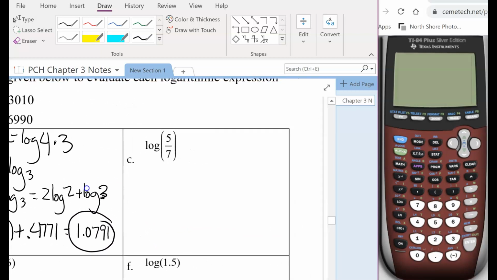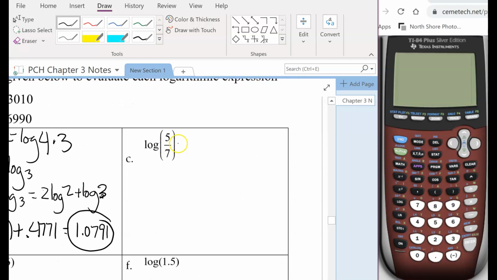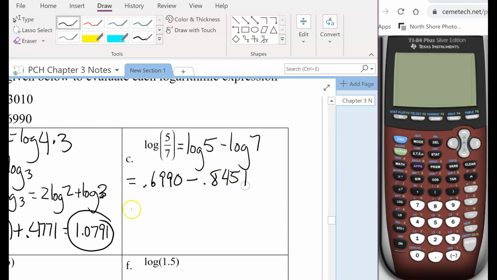Alright, part C. Again, using our log properties, we can make this the difference of 2 logs. So log 5 minus log 7. And they gave us the value of log 5 is 0.6990. And the log of 7 is 0.8451. Which then becomes negative 0.1461.